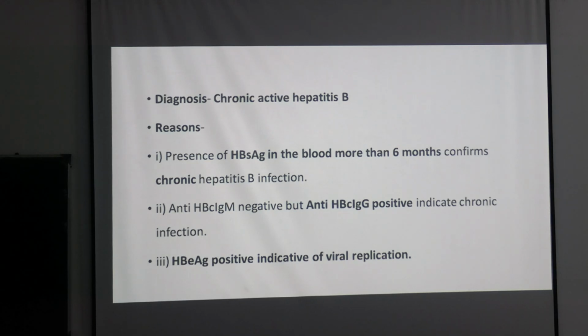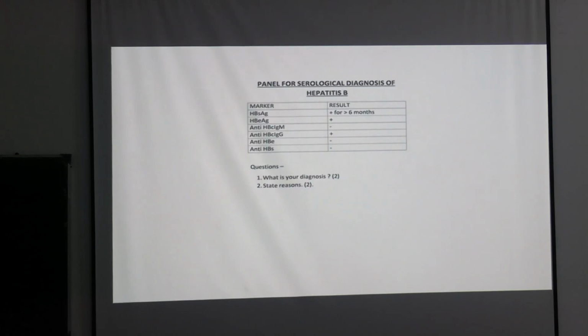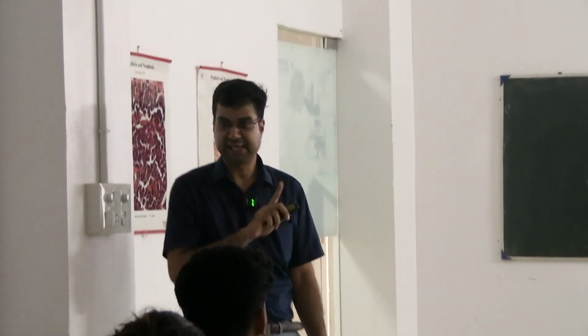কেন বলা হলো? Presence of HBs antigen in the blood for more than 6 months confirms chronic. Anti-HBc IgM negative but IgG is positive, তাহলে chronic infection. আর HBe antigen positive indicates viral replication. তাহলে শুধু ক্রনিক বললে হবে না, ক্রনিক অ্যাক্টিভ, কারণ HBe এখানে দেওয়া আছে.